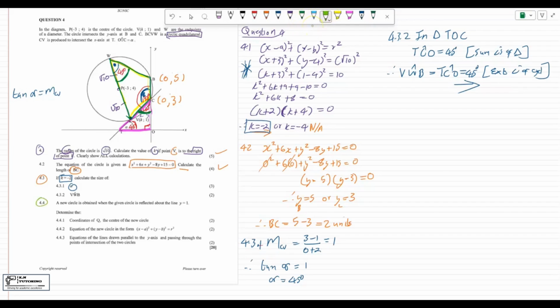Now let's move to 4.4. A new circle is obtained when the given circle is reflected. Okay, yeah, you see now.